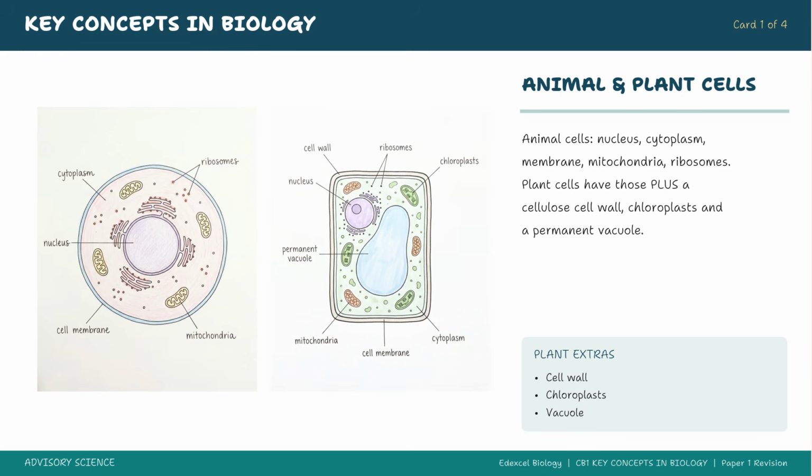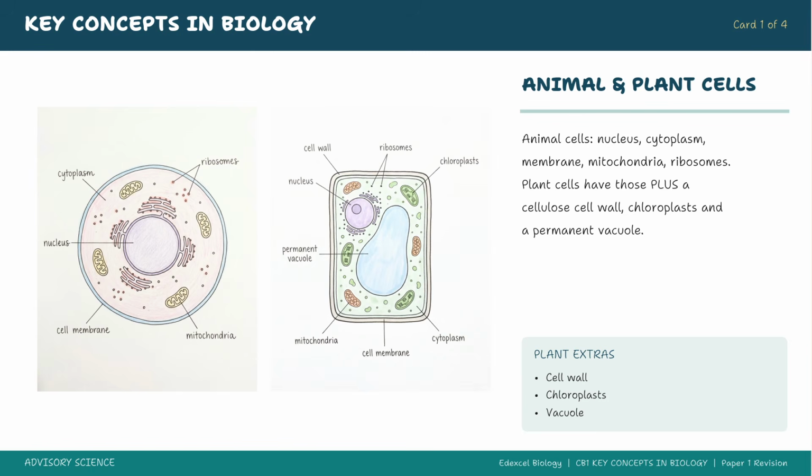Chloroplasts, where photosynthesis happens, they're full of a pigment called chlorophyll, which is why they're green. Don't say chloroplasts are in every plant cell. For example, root hair cells don't have any chloroplasts because they're underground where it's dark and they don't photosynthesize. There's no light there. Examiners love asking that question.